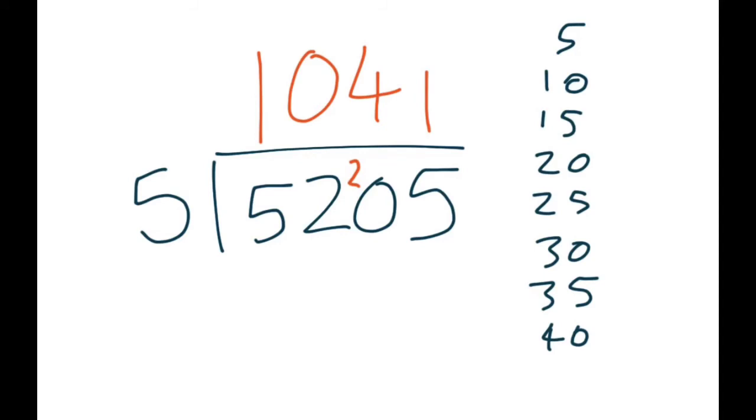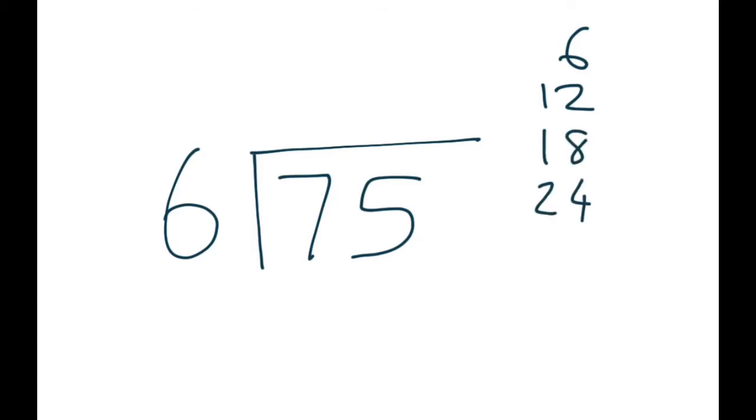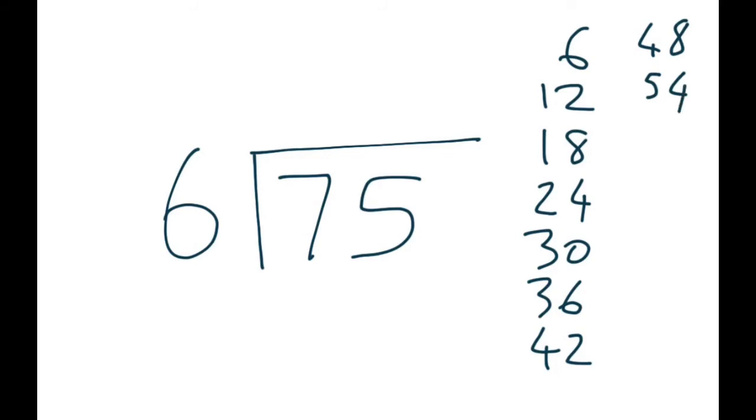Right, you might have noticed so far that everything we have done has gone exactly. So what we're going to look at now is what happens when they don't go exactly, when you have a remainder. So I'm going to try a smaller number for this. I'm going to do 6s into 75. Let's write out my 6 times table to help me. 24, 30, 36, 42, 48, 54, 60. Let's leave it there for now.